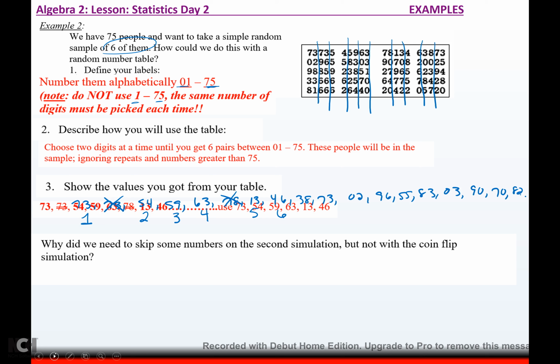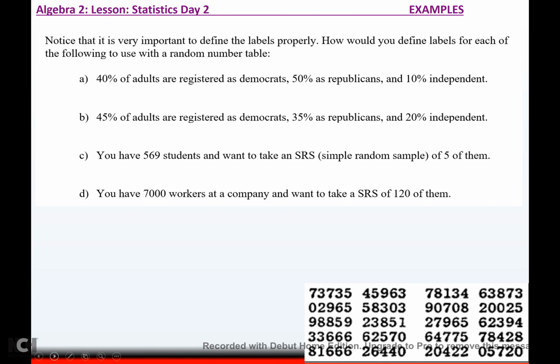So why did we need to skip some numbers on the second simulation, but not with the coin flip situation? Well, because you can't pick the same person twice in the sample, and you can't use numbers higher than 75. When we were doing the coin flip, whatever you flipped first didn't affect what you flipped the second time. All right, so it says, notice that it is very important to define your labels properly. How would you define labels for each of the following to use with a random number generator, random number table?